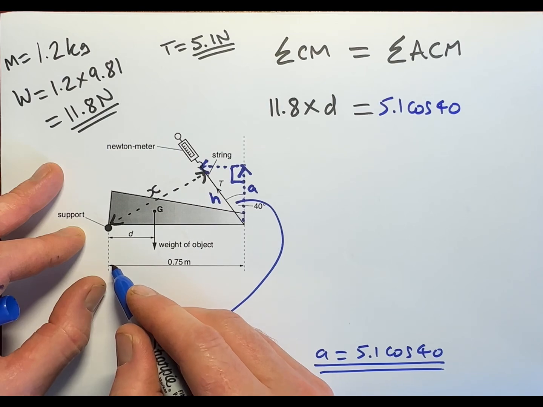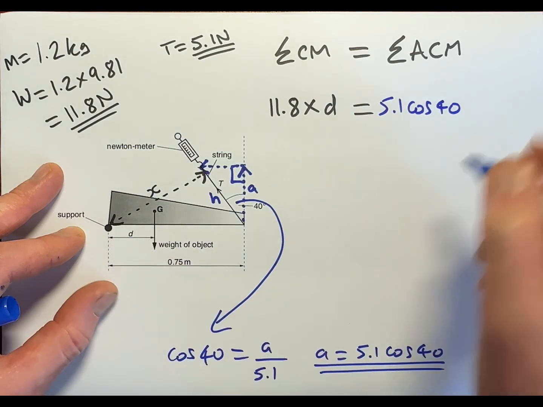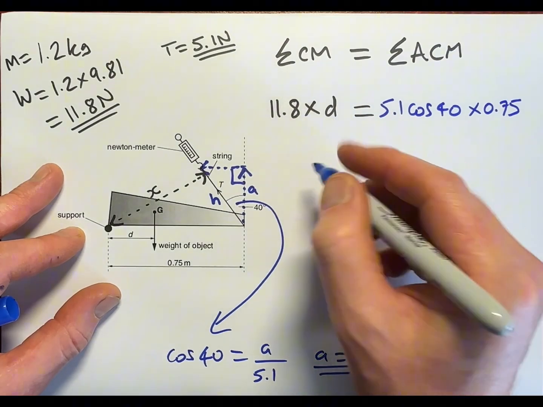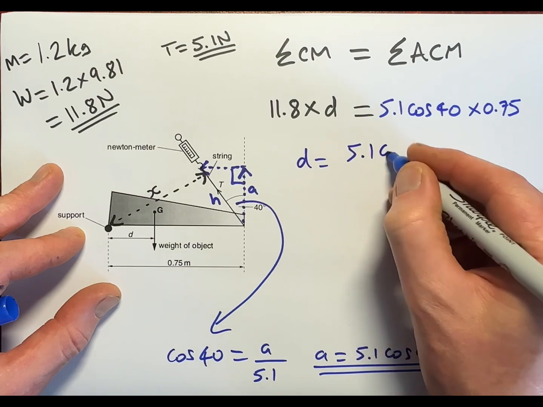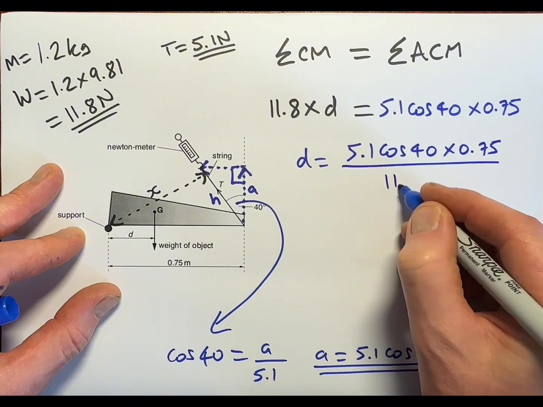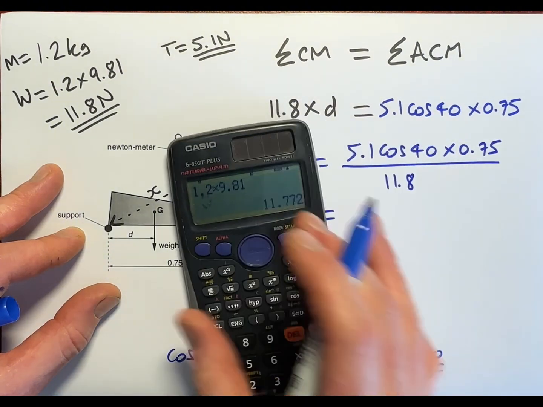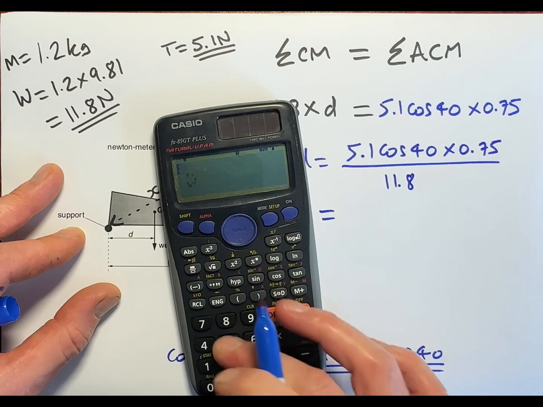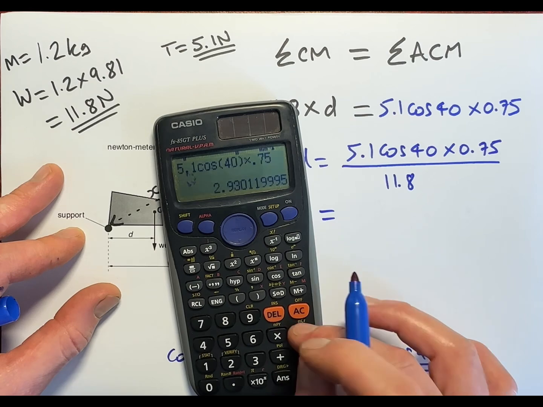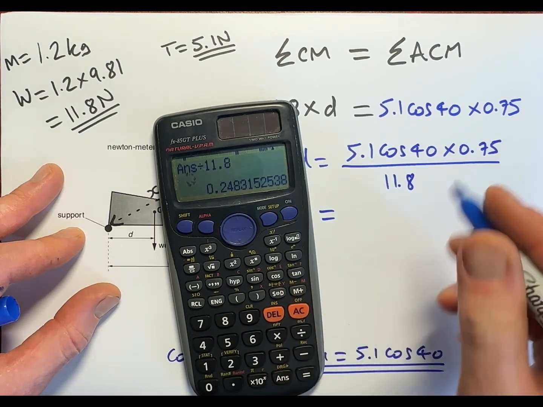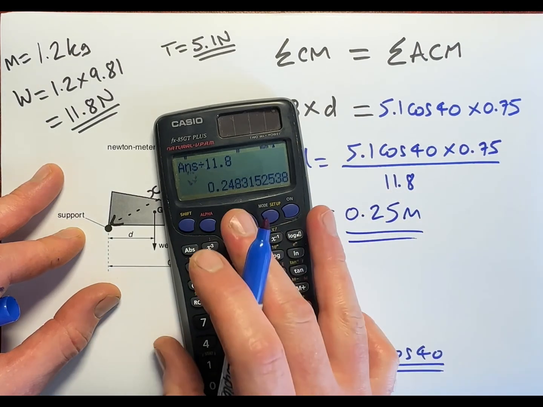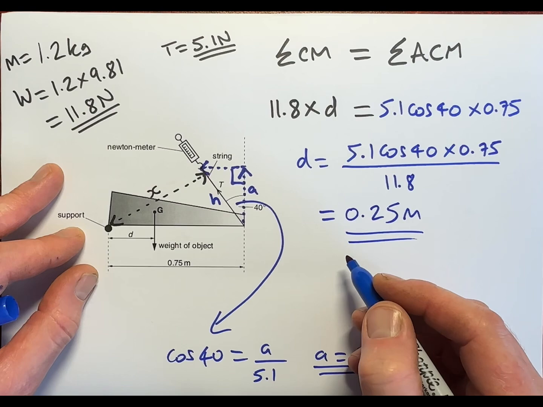The perpendicular distance of that force from the pivot point is 0.75, so that is our anti-clockwise moment. Therefore d will come out as 5.1 cos 40 times 0.75 divided by 11.8. If you work that out, that's going to give us our answer of 0.25, which we'll round to 0.25 meters. Okay, so that's that one.